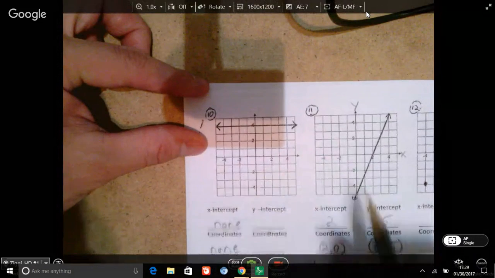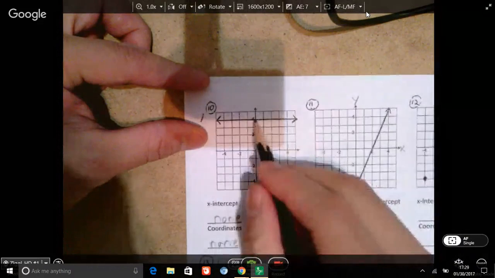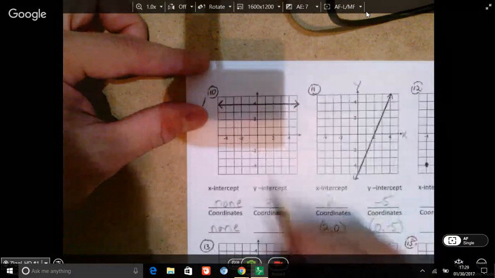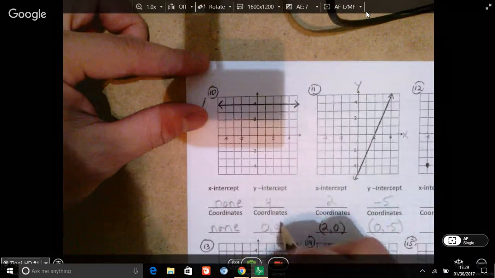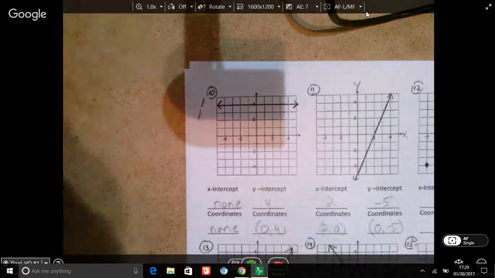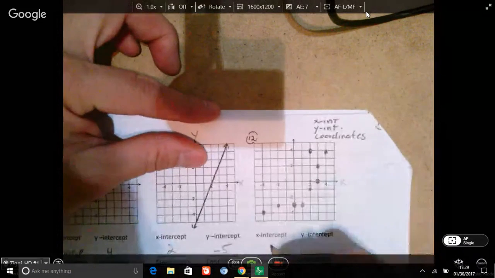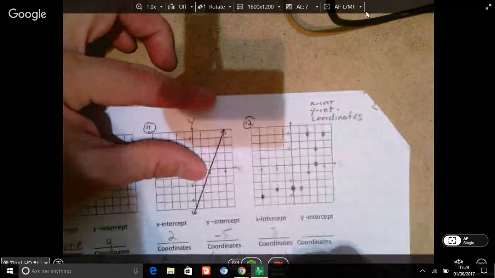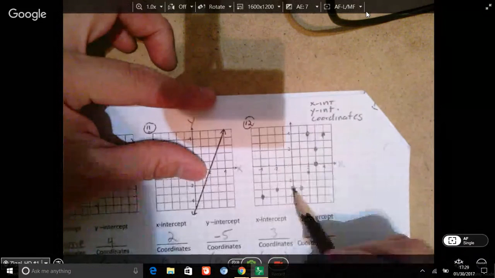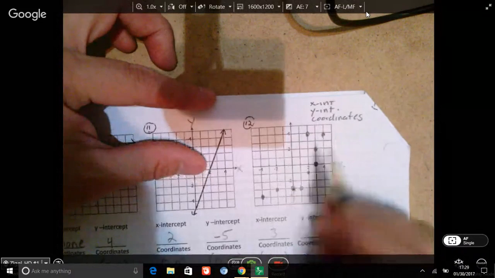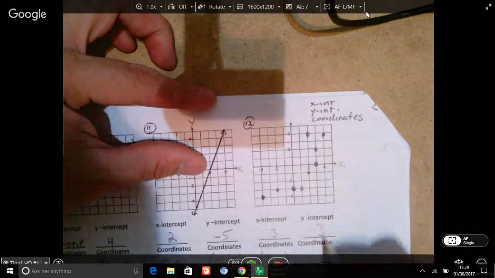The y-intercept, where does the line touch the y-axis? It touches at 4. So it touches the y-axis at 4. The 4 is the y-coordinate, so the x-coordinate is 0. In number 12, the x-intercept is 3. The coordinate, the x is 3, the y is 0. The y-intercept is -3. So that means the y-coordinate is -3.